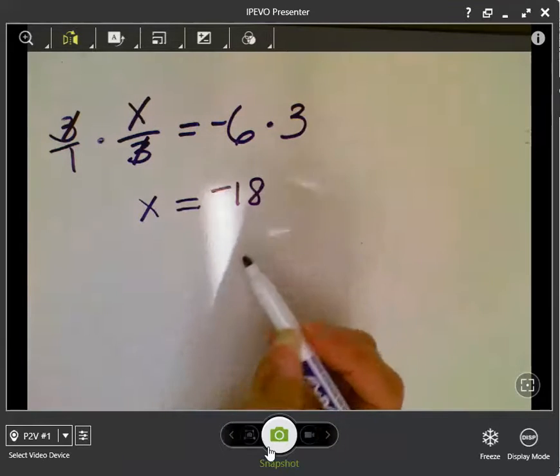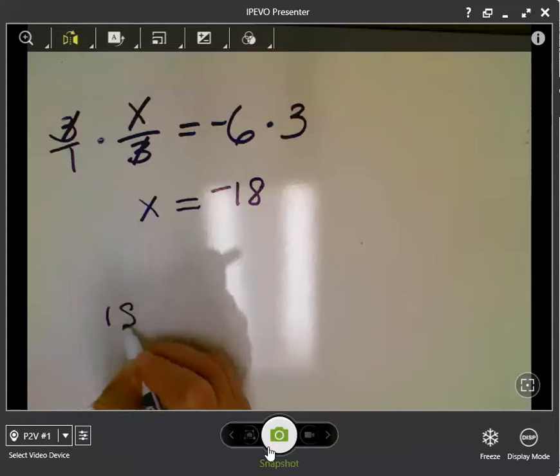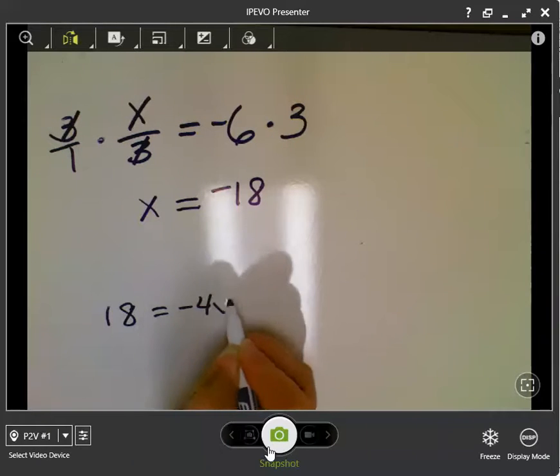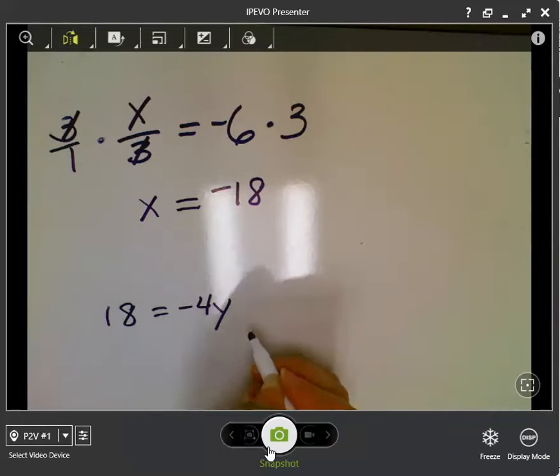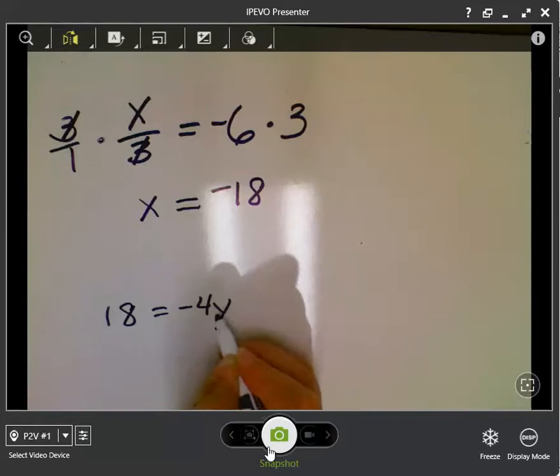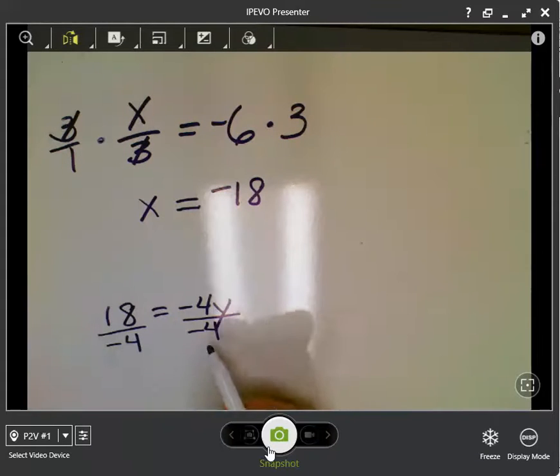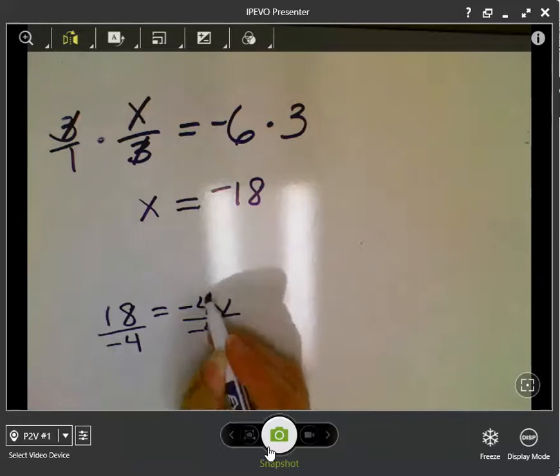The next problem I want to try is 18 equals negative 4y. On this one, because you're multiplying by y, in order to undo multiplication, we're going to divide. And I want y by itself, so we need to divide by negative 4, because I want both of them to cancel. So if I do it on one side, I have to do it on the other side as well. So when I divide this out, these two numbers will cancel.